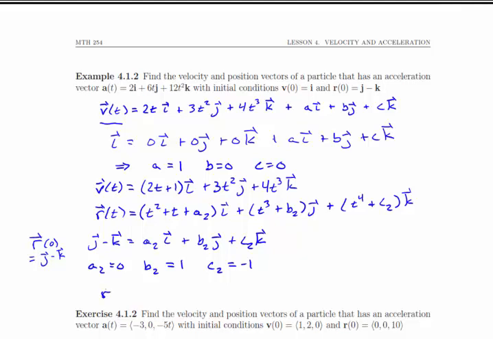And this gives us our position vector for this initial condition of r of t equals t squared plus t in the i direction plus t cubed plus 1 in the j direction. Note I'm just plugging in this b2 value right here. And the c2 value I'm going to plug in right here. So t to the 4th minus 1 in the k direction. And that's it. That's our velocity and position vectors for these initial conditions specifically.